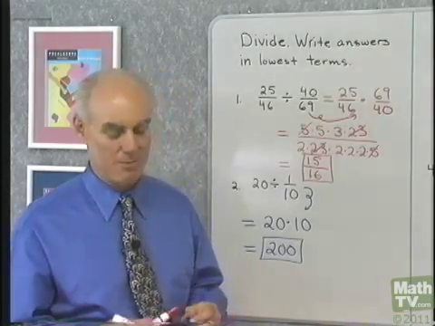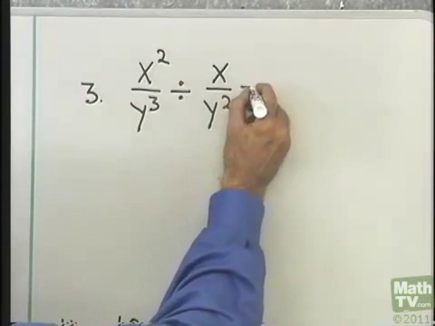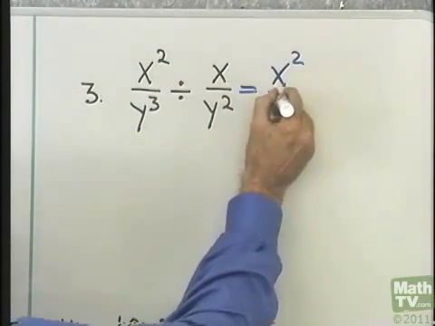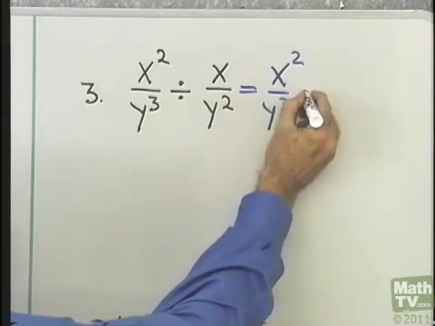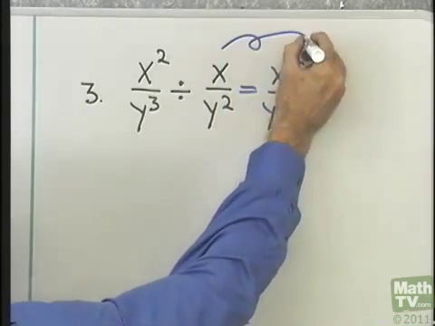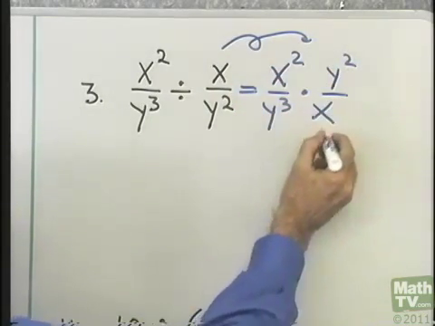Let's look at our next example. I have x squared over y cubed divided by x over y squared. I'm going to rewrite this as x squared over y cubed. I don't change the first fraction at all. Then I change division to multiplication by the reciprocal. So instead of x over y squared, I have y squared over x.